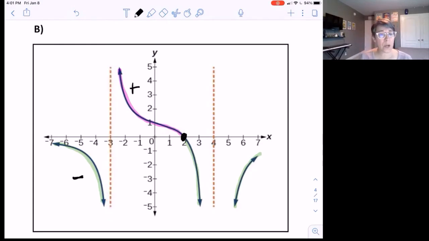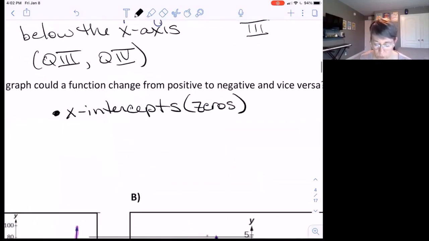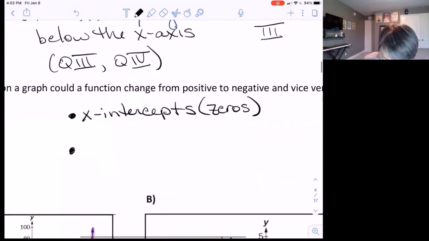Now again, just because we have a vertical asymptote doesn't mean it will change signs on both sides. Over to the right, that vertical asymptote of x equals 4 is negative on the left and negative on the right. But it is possible to change signs at the vertical asymptotes. So that would be our second place.